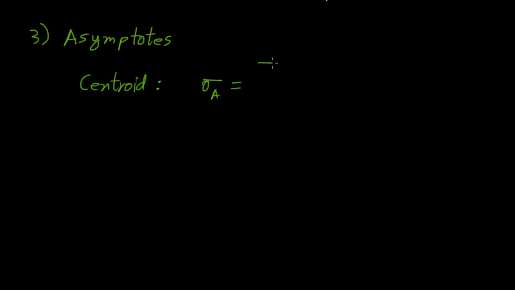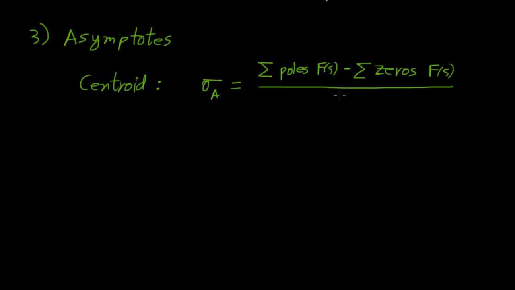Sigma is the sum of all the poles of f of s minus all the zeros of f of s, over the number of finite poles minus the number of finite zeros of f of s. And in this equation we can actually use only the real part of the poles and the real part of the zeros, because the imaginary parts cancel out. So let's do an example.